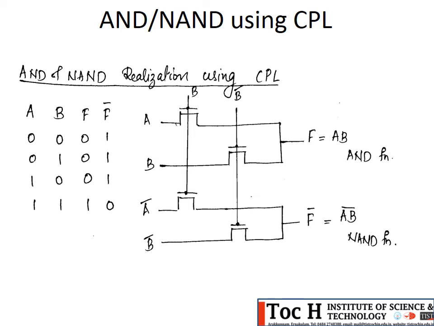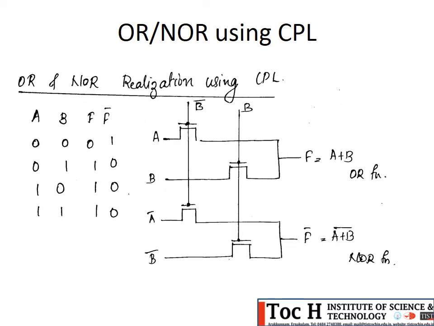A, B, A complement, B complement. Here also A, B, A complement, B complement, but in the previous case at this point we had B and here we have B complement. For the OR and NOR case we just need to switch the positions of B complement and B. Then you will get F equal to A plus B and F bar equal to (A plus B) all bar, that is the OR function and NOR function.